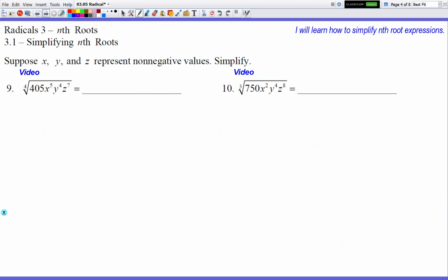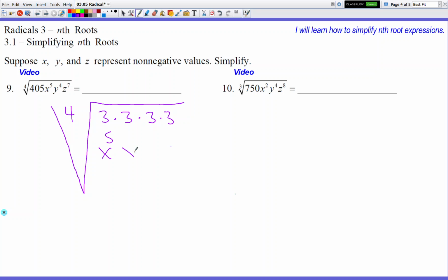Last 2 problems. Okay, well, we're breaking apart 405 again. We just did that in problem number 6. So I'm not going to do factor tree of 405 because I already did the factor tree of that number. So I'm just going to go straight to the ginormous radical symbol. Okay? And I know 405 is the result of 4 3's and a 5. That's 405. Okay, so 5 x's, 1, 2, 3, 4, 5.